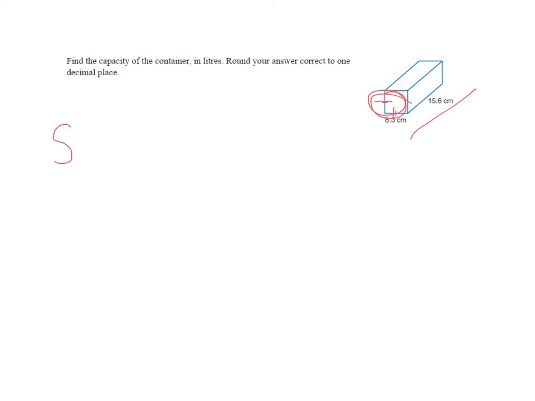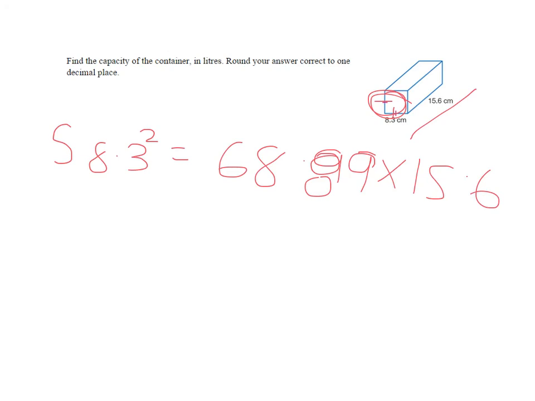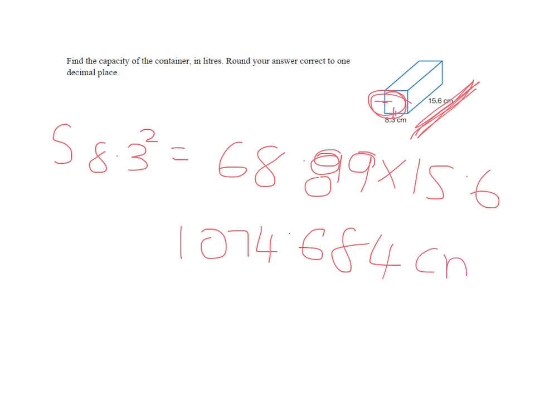So if we go, the square is 8.3 squared, which is equal to, so let's go, 8.3 squared gives you 68.89, times by 15.6, because that is our height, and you're left with 1074.684. And what did they say? Round your answer correct to 1 decimal place. Okay, but first of all, now this is centimeters cubed.